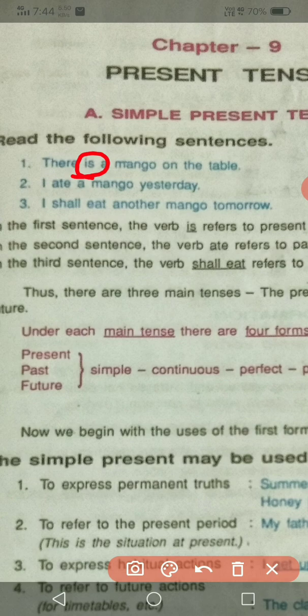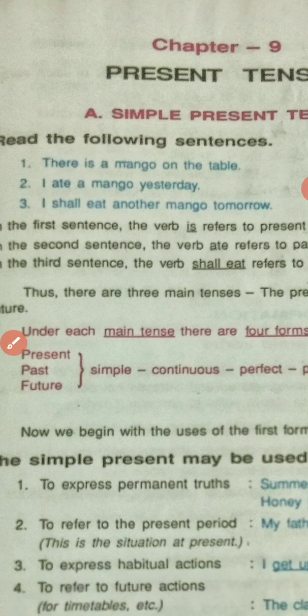See the second sentence, I ate a mango yesterday. So here the verb "ate" refers to the past action. Okay, see the third sentence, I shall eat another mango tomorrow. So this one, "shall eat", this verb refers to future action.